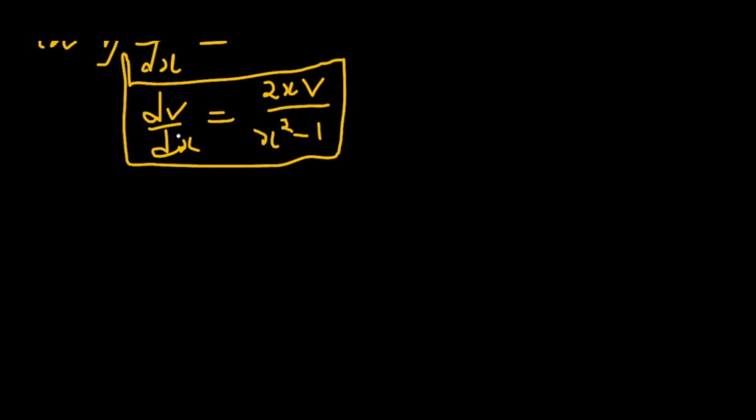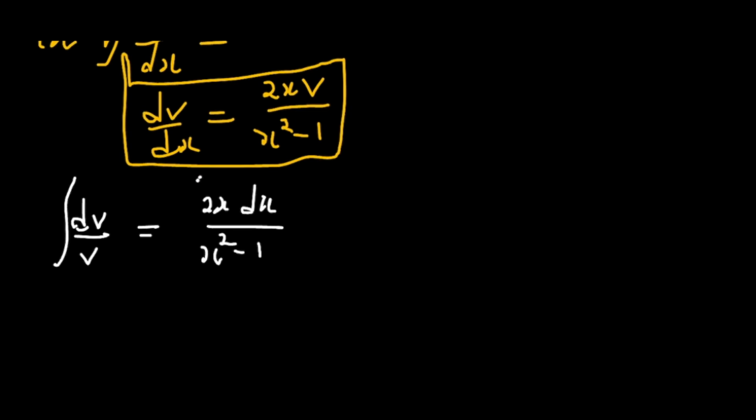So what we need to do here is just to separate our variables, and to do that we're simply going to take dv all over v. So if this v comes down here, we'll be left with v, and if the x goes up there, we'll be left with 2x dx all over x squared minus 1.